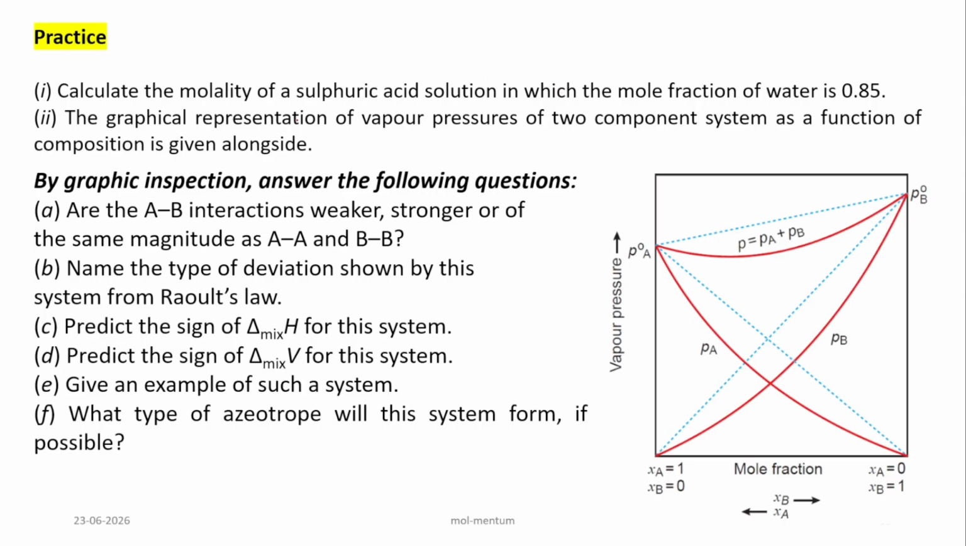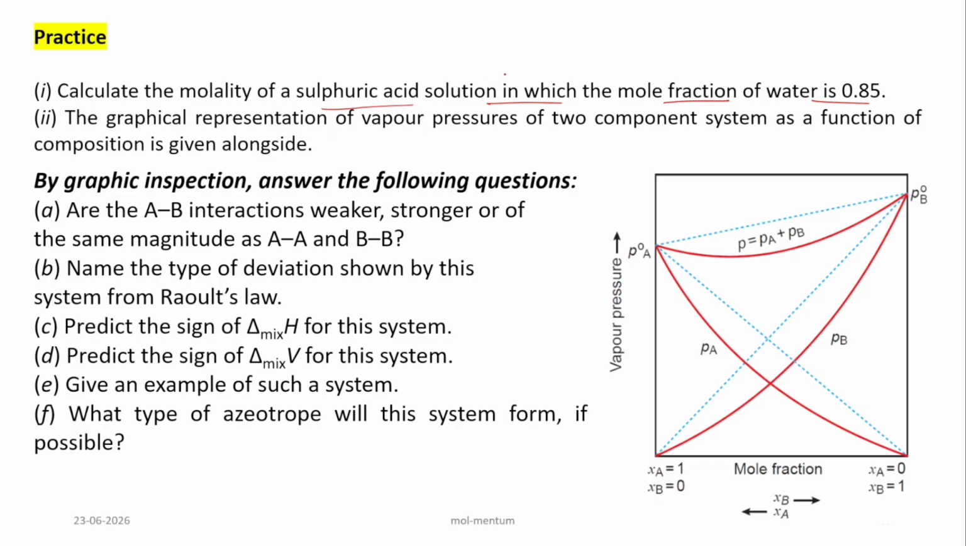Calculate the molality of a sulfuric acid solution in which the mole fraction of water is 0.85. So you have to calculate molality. Mole fraction is given. So those who are following this channel, I told you one relation, a direct relation between molality and mole fraction. So from there you can solve it. Otherwise you have to convert it. First calculate the mole fraction, then convert it into molality. If you know the direct formula, you can directly apply it.